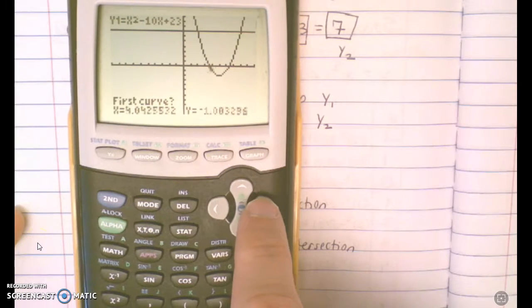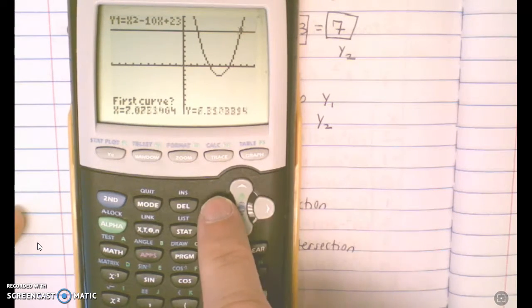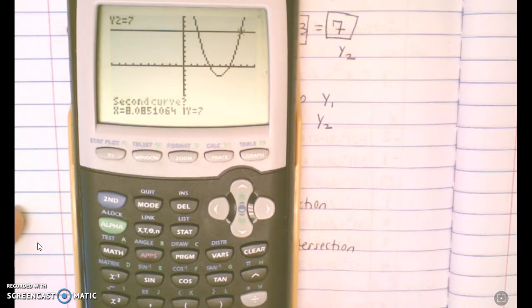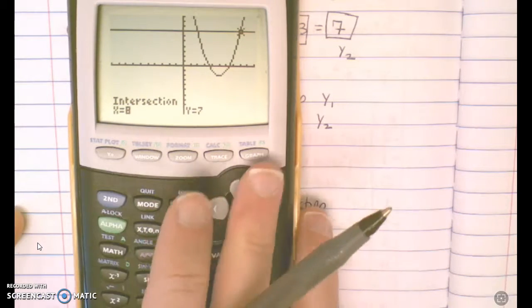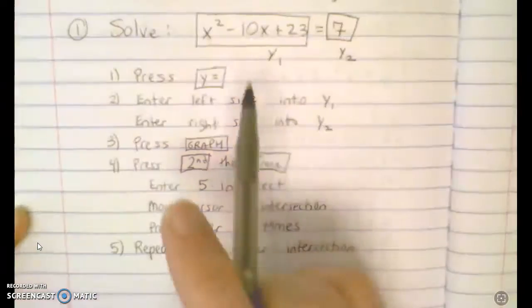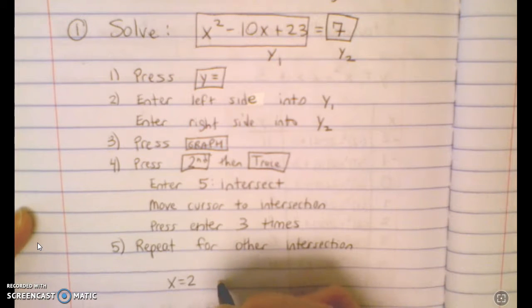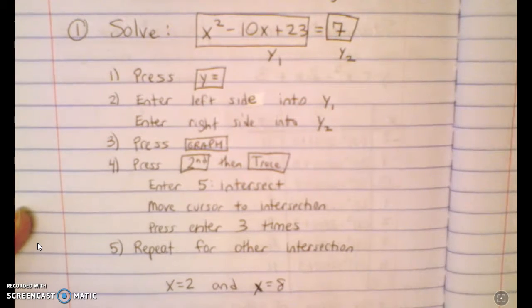So I'm going to keep shifting this cursor until it gets close to the intersection spot, as close as you can get it. It doesn't have to be perfect. So that's pretty close. And then you're going to enter 3 times again. And there's your other solution. X equals 8. So the 2 solutions for this equation that we worked on were x equals 2 and x equals 8. And that's solving a quadratic by graphing.